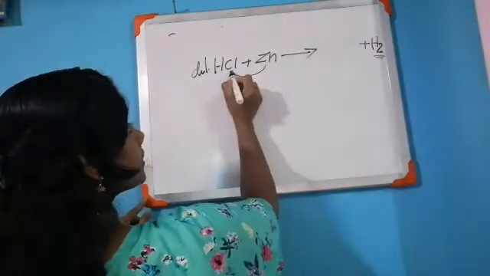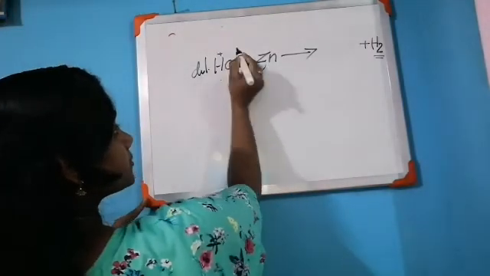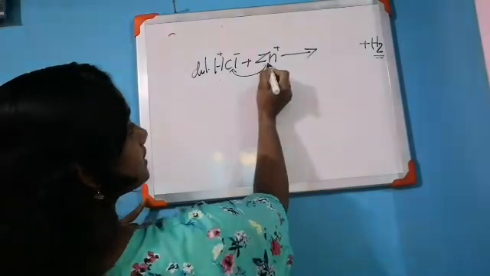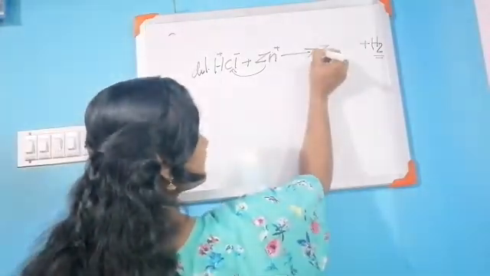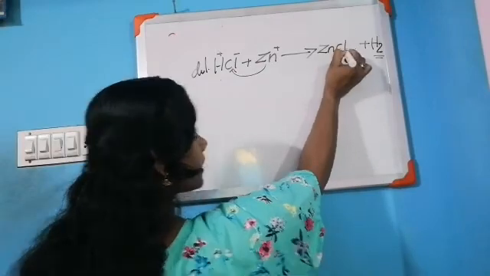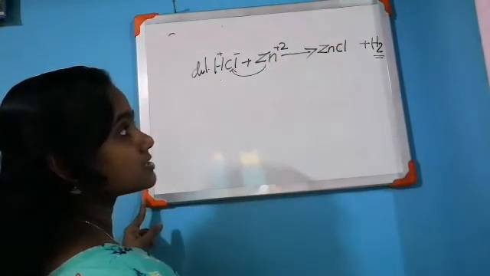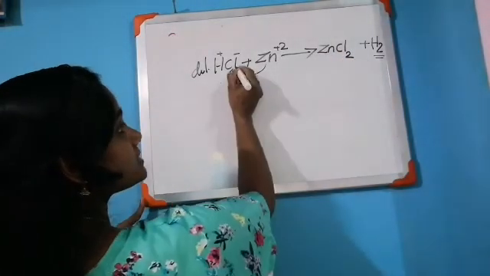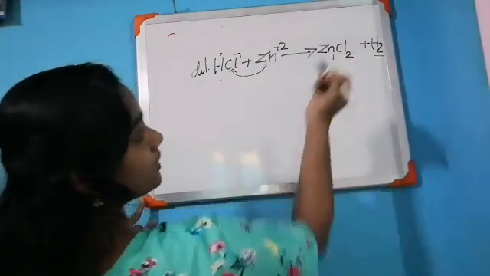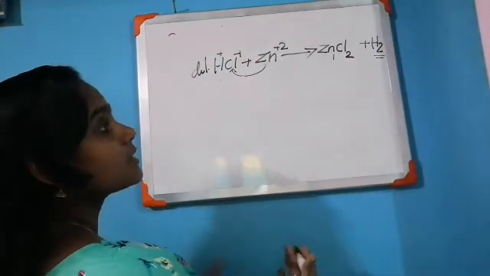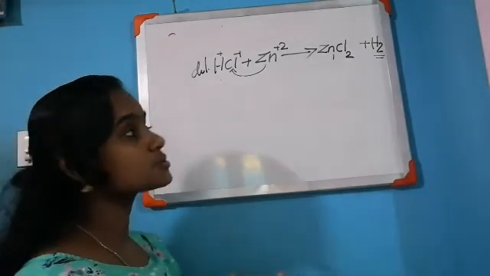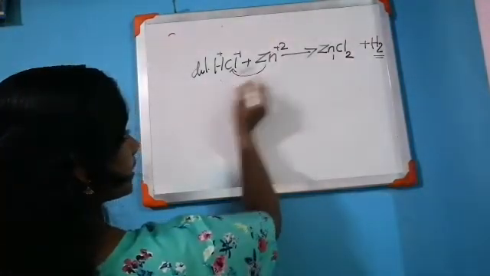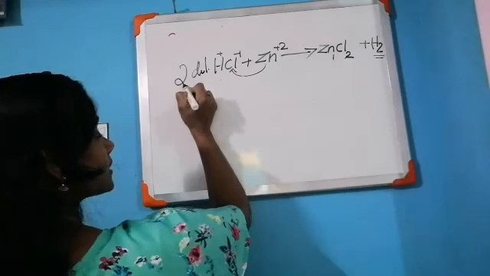Here, zinc is positive and chlorine is negative, so zinc and chlorine combine to form zinc chloride. Zinc valency is plus 2, and we write it under the subscript of chlorine. Chlorine valency is 1. So what is the equation? Zn plus HCl gives ZnCl2 plus H2. Then balance the equation: hydrogen is 2 on the right and 1 on the left, chlorine is 2, so multiply HCl by 2.